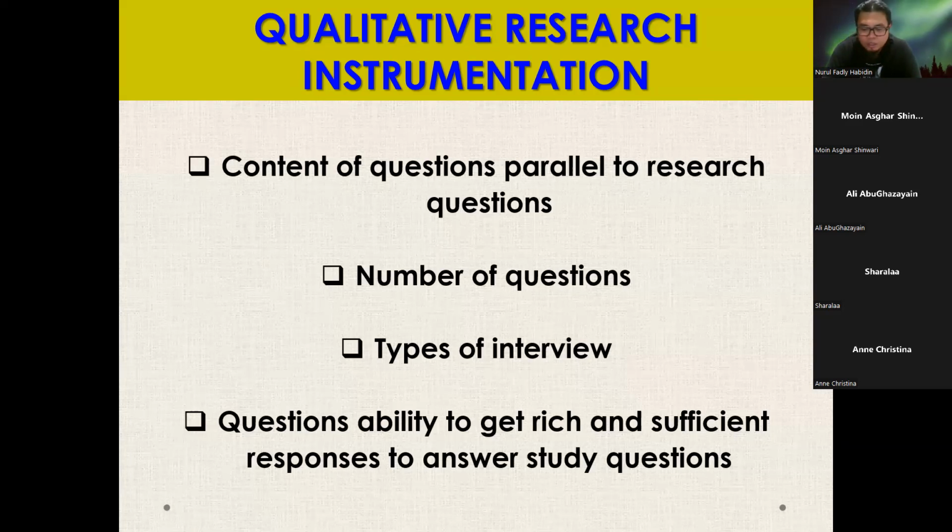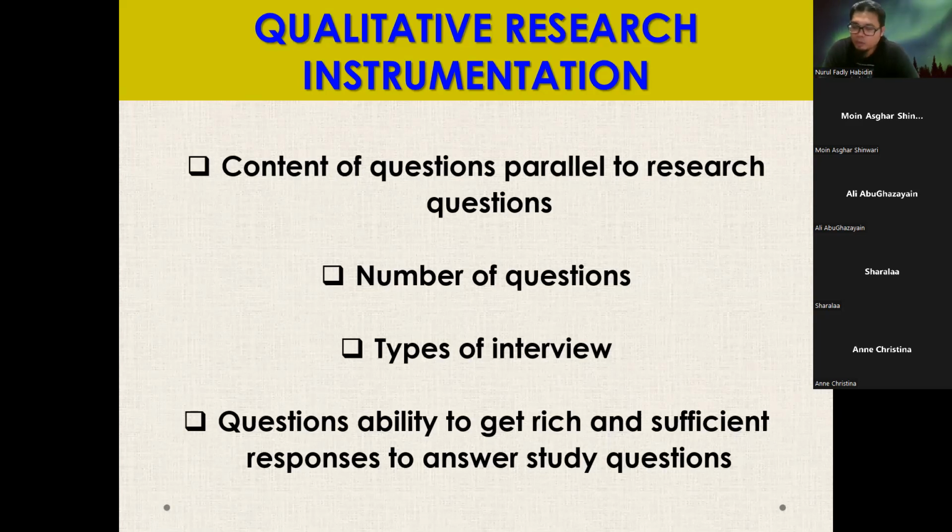The question is not just only the content question. What should be the content you want to ask? How many questions, the number of questions, and the type of interview. We call that single interview, or you have the case interview, the group interview, based on structured, semi-structured, or unstructured interview. Questions must be able to get rich data, and that's the reason why last week we studied the difference between qualitative and quantitative.